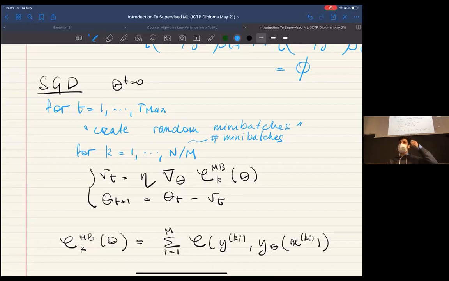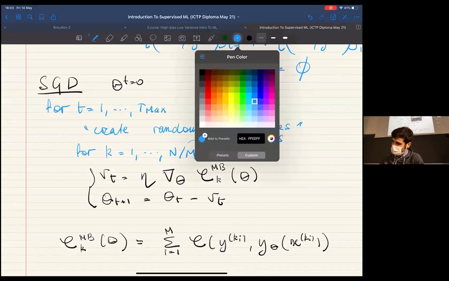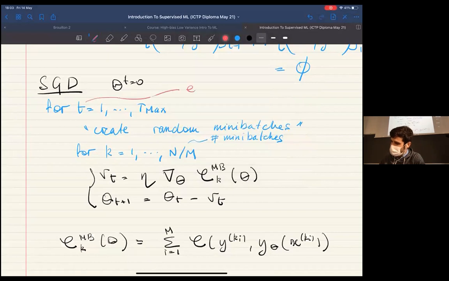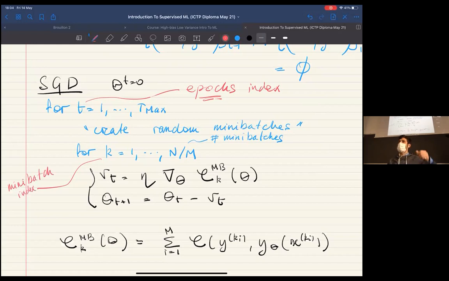Okay. So you have two time indices. This is the index over the epochs. Okay. Epochs index. And this is the index over the mini batches. Mini batch index. Okay. So at first epoch, you create M random mini batches.